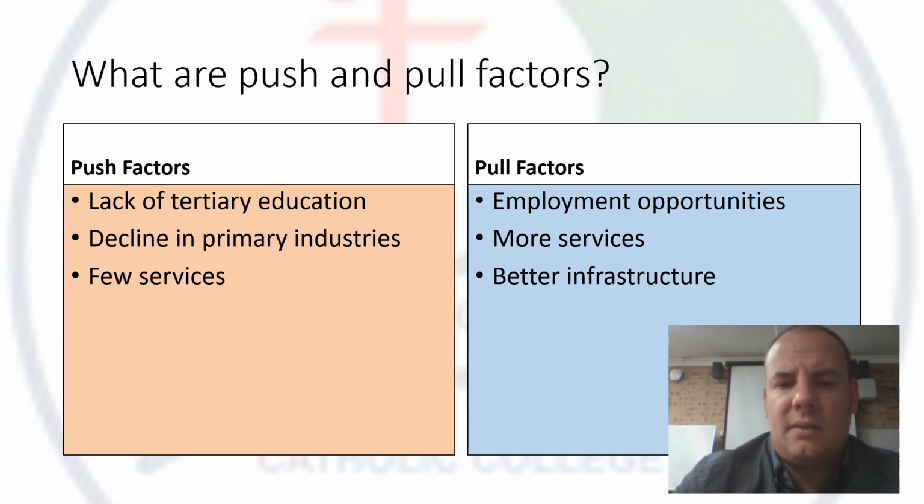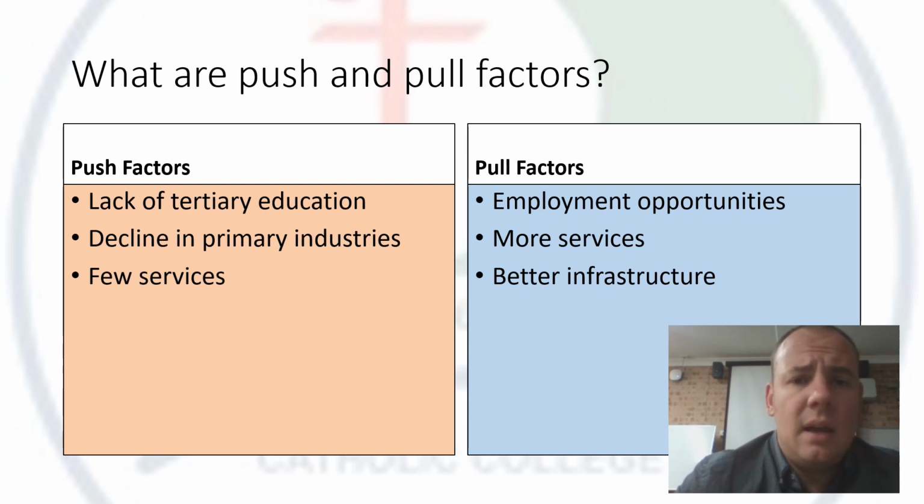We then have pull factors. Pull factors attract people, so employment opportunities. Now, this isn't guaranteed, this is just what people perceive is a factor. So when I say employment, they're not guaranteed, that's why it's an opportunity. So there's more likelihood that people are going to get jobs. Generally, in urban areas, there are more services. There's more schools, there's more hospitals, so people's standard of life is likely to be better. And also there's better infrastructure. When we're talking about infrastructure, we're talking about roads, electricity, power, those type of things.